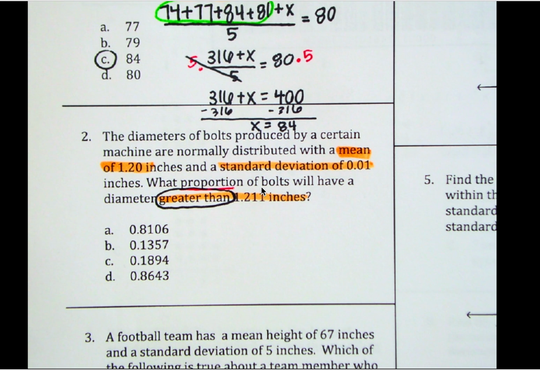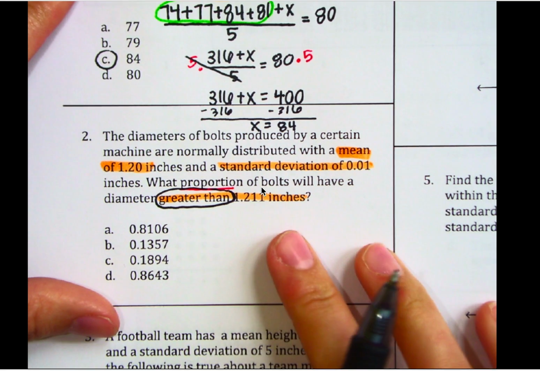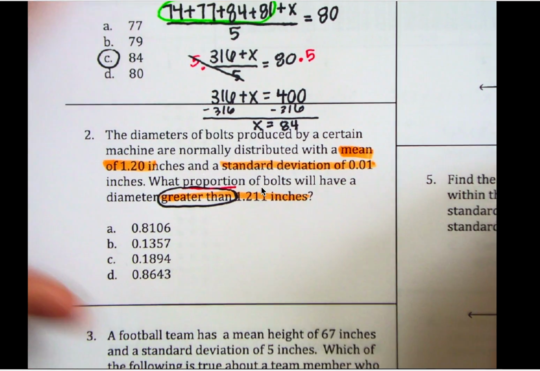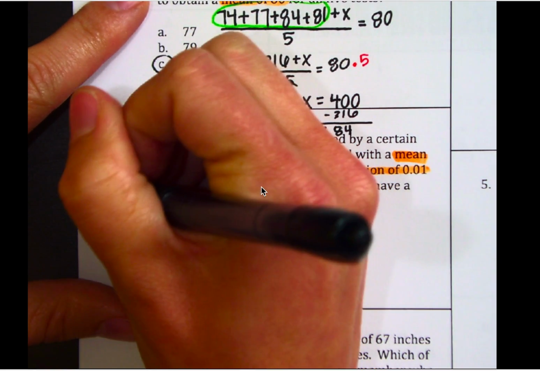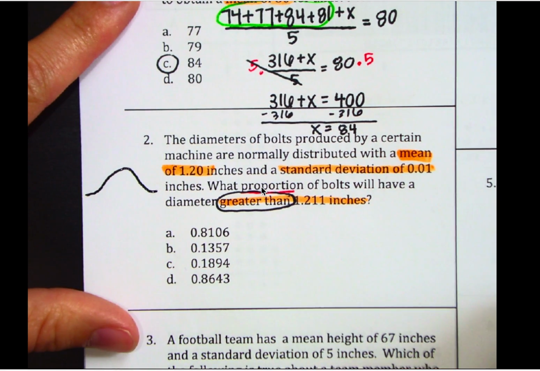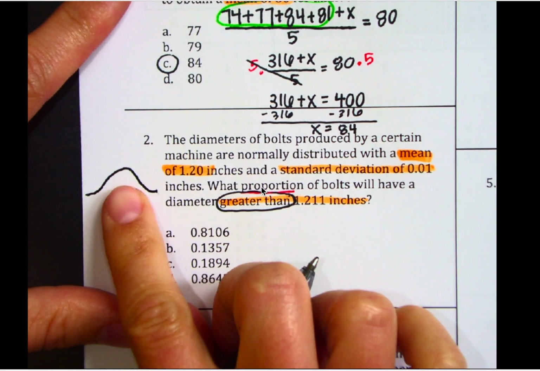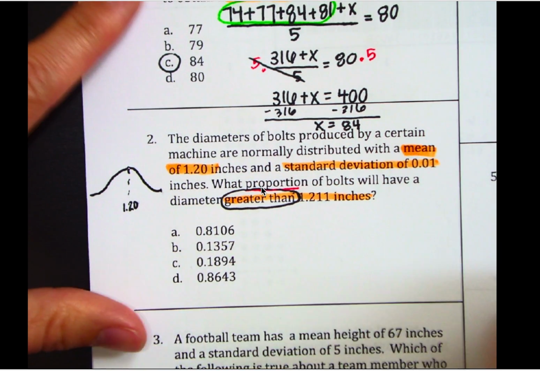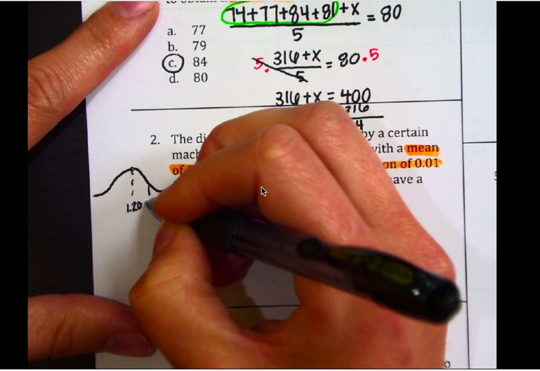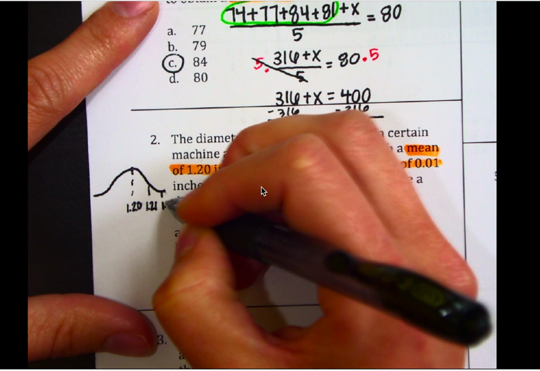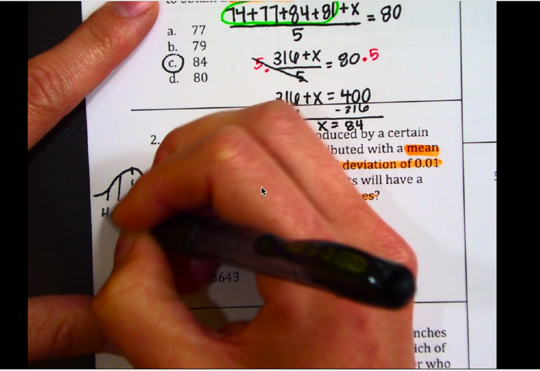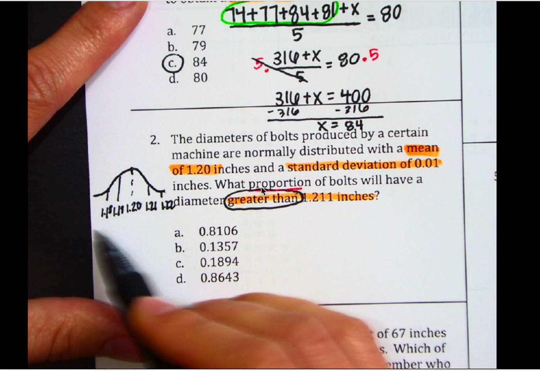What we need to look at is that they're giving us the mean, the standard deviation, and a value, and they want to find the proportion greater than. So we're going to draw a quick picture of what they're asking. Since it's normally distributed, I can use my bell-shaped curve, and the mean would go in the middle. The standard deviation is 0.01, so that tells me the next mark would be 1.22 and so on, if you were to lay all this out. So that's a quick picture of this.